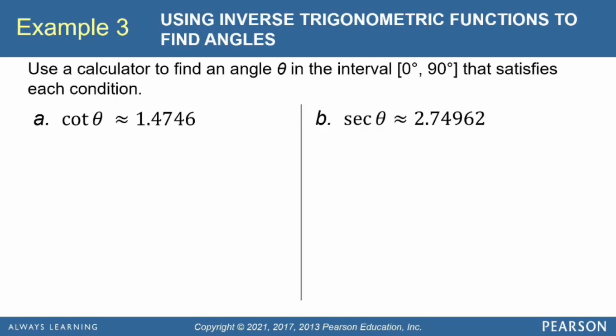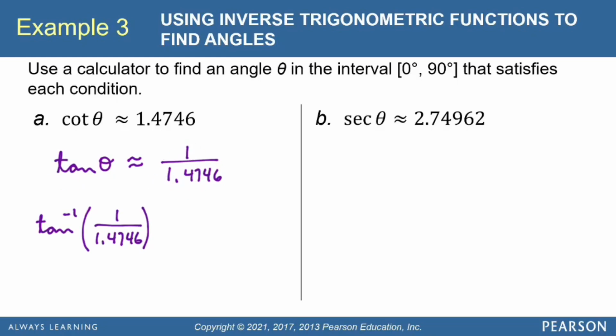So what we'll have to do first is use our reciprocal identities to restate this as a tangent. So if the cotangent of theta is this number, then the tangent of theta is 1 over that number. Now we can switch into inverse form. So now we can say the tangent inverse of this fraction is approximately equal to theta. So you see how that works exactly the same way it worked in example 2. And so you would now go to your calculator and hit second tangent to get the inverse tangent function, and then enter 1 over this decimal, and then hit equal, and that will give you theta is approximately 34.14 degrees.